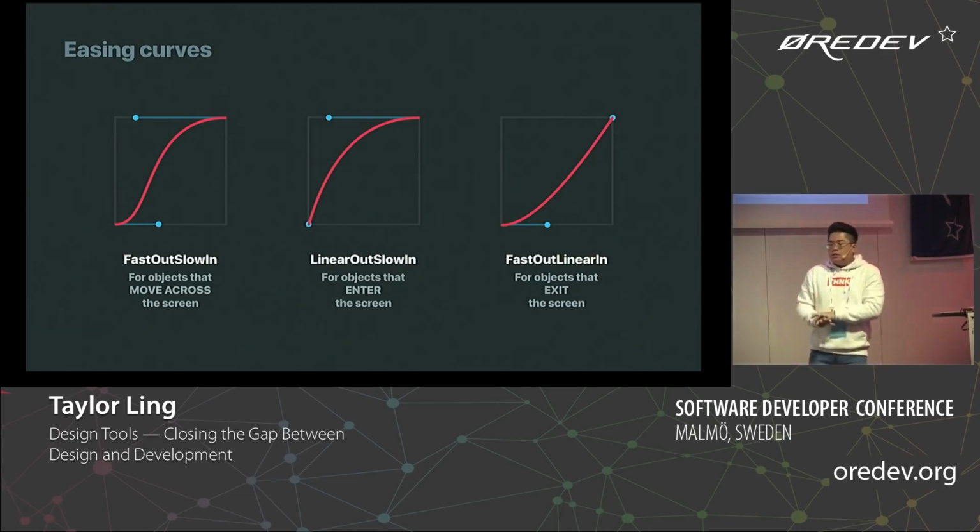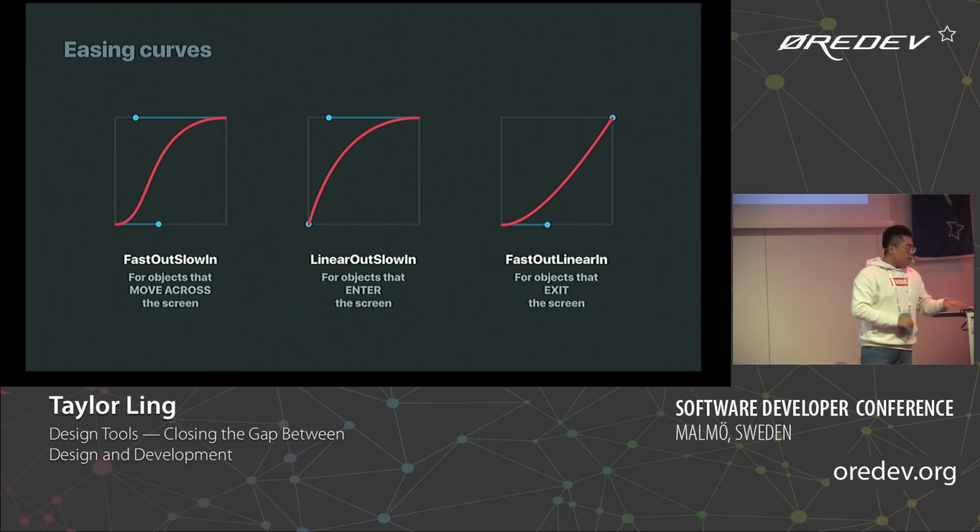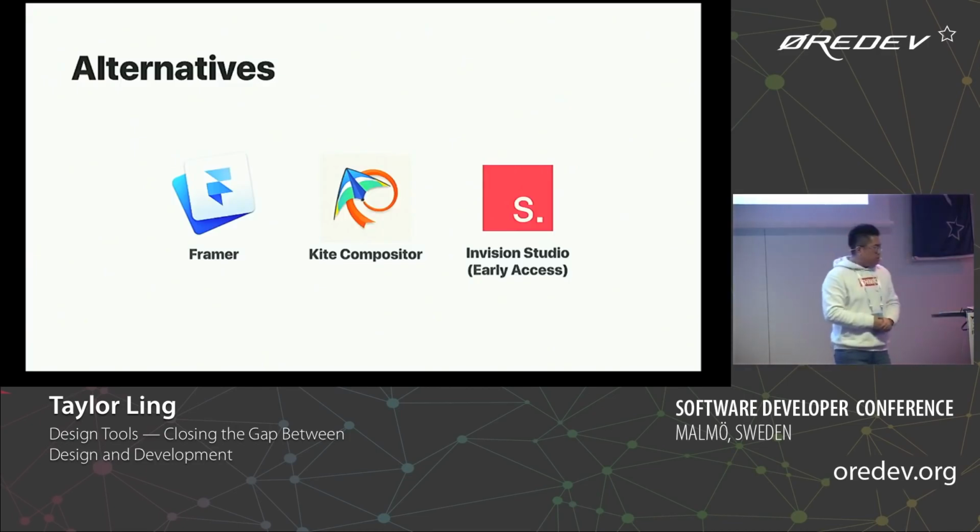And these are just the basic rules that we've been using, and it has been working quite fine for us. It's like a cheat sheet for the developers. Like, oh, when there's something moving from point A to point B, we use this easing curve. So that's for interaction design. And some alternatives, of course, are very nice as well: Framer, Kite, Compositor, Vision Studio.